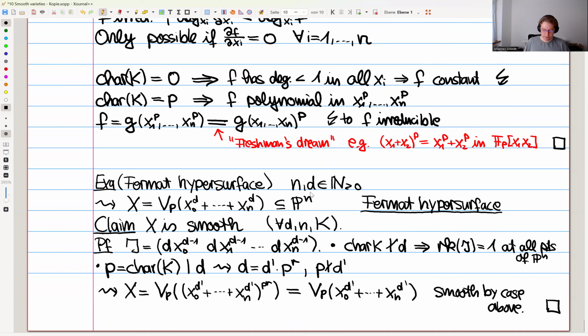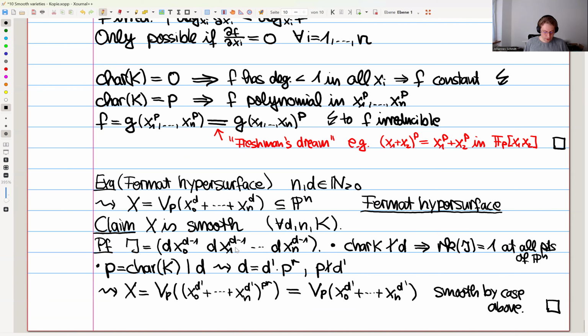So you fix some positive numbers n and d, and then inside the projective space P^n, you can look at the vanishing locus of this homogeneous polynomial, which is just the sum of the d-th powers of all of the variables. This is called the Fermat hypersurface of degree d inside P^n. And the claim is this is a smooth hypersurface. It's actually smooth at all points.